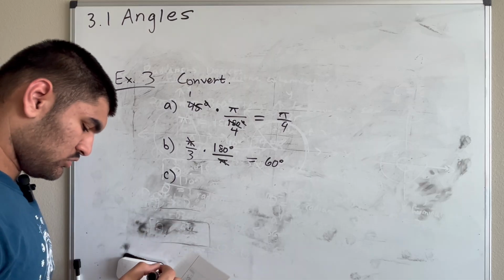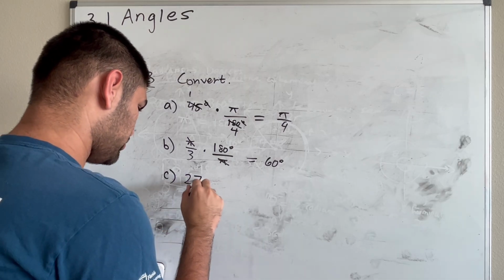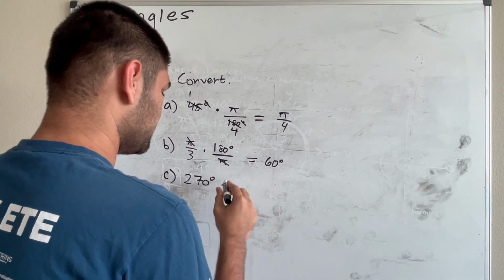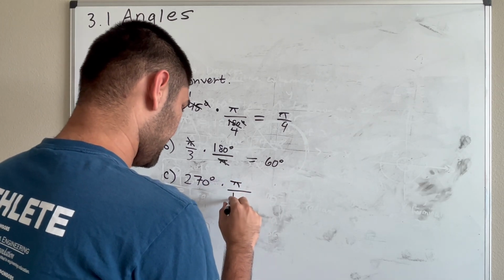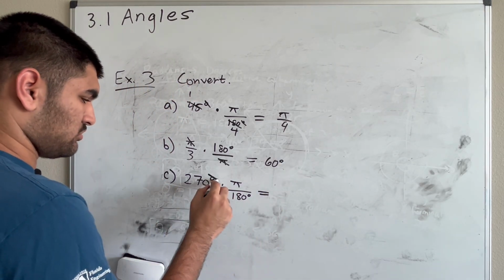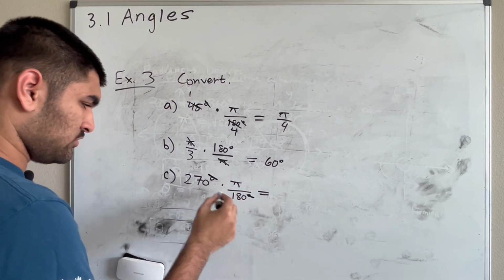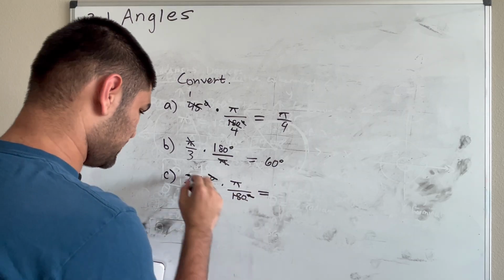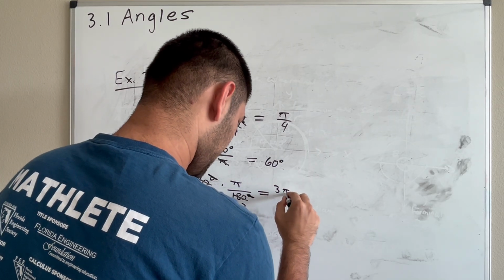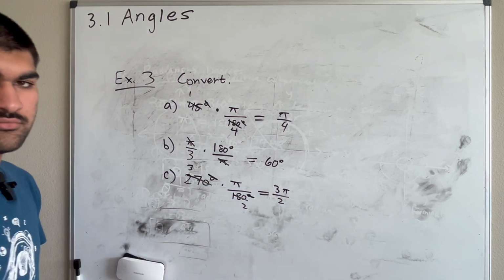All right, let's do one more. 270 degrees. Converting this to radians, because it's in degrees, we'll multiply by pi over 180 degrees. And what does this give us? So degrees cancel. And then 270 over 180 simplifies to 3 over 2. So 270 degrees is equal to 3 pi over 2 radians. All right.